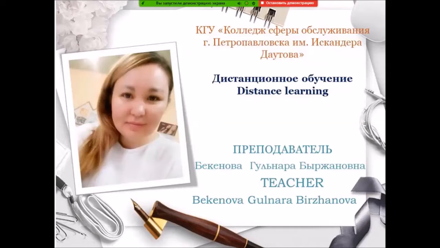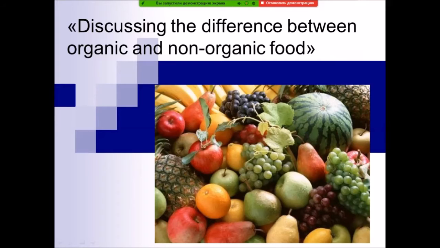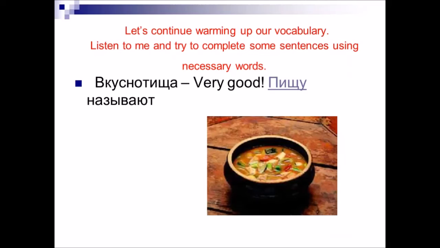Due to the transition to distance learning and the lack of personal contact between the teacher and the students, so that the lesson is interesting, you can use game and interactive techniques. I will demonstrate them using the example of a lesson on the topic discussing the difference between organic and non-organic food. For better memorization of words, we use vocabulary in poetic association.